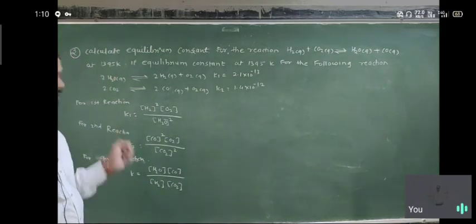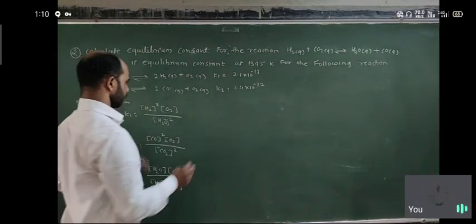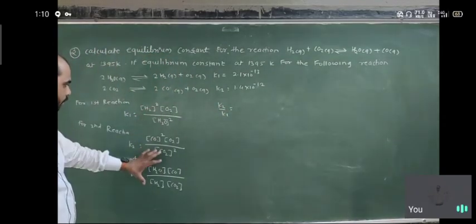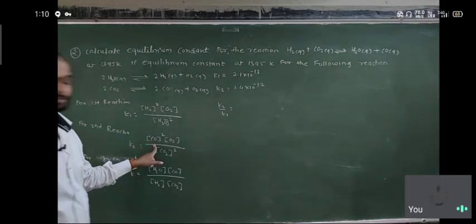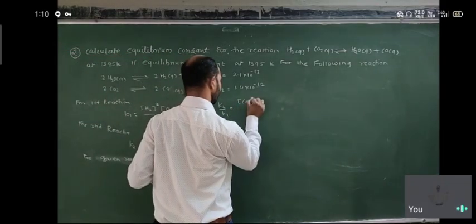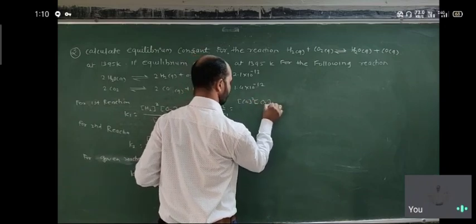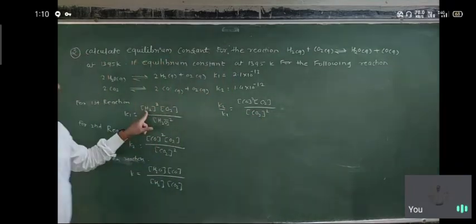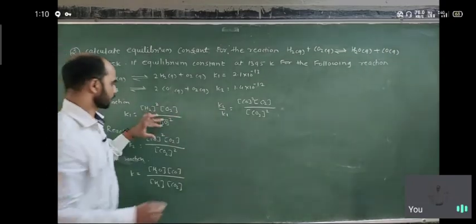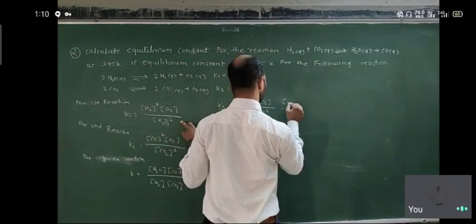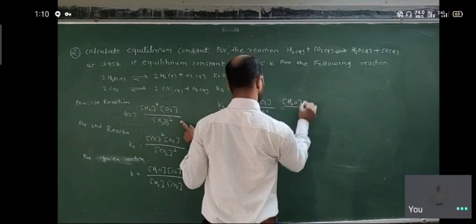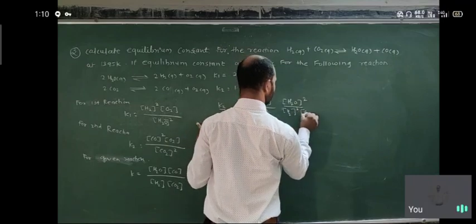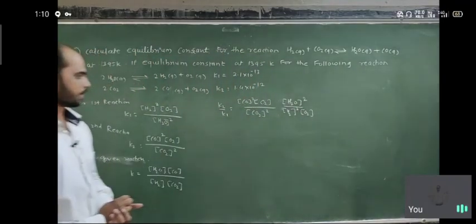So here we consider the ratio K2 upon K1. For K2 the equation is CO squared into O2 upon CO2 squared, and for K1 the equation is proportional, that's why we change the power in the denominator. Here is the H2O power 2 upon the concentration of H2 and the concentration of O2. So this is K2 upon K1.